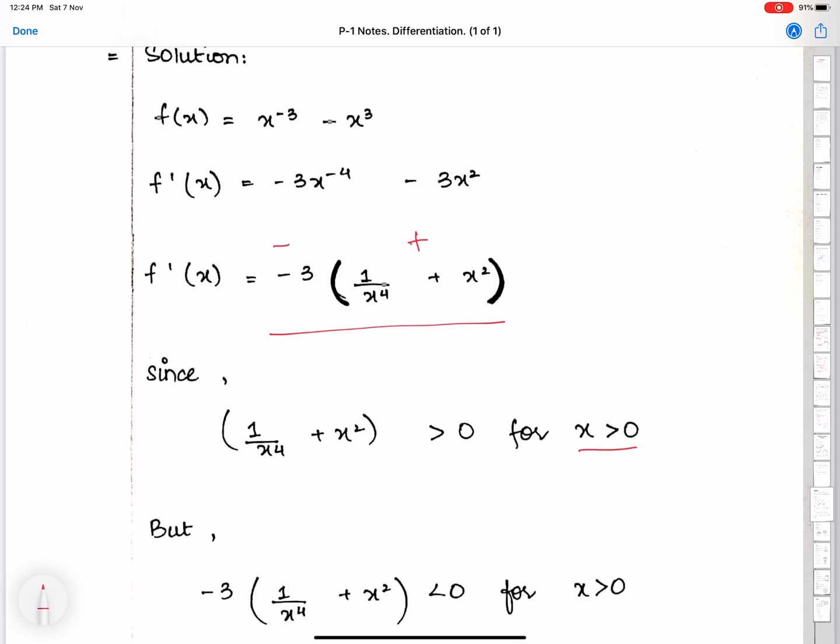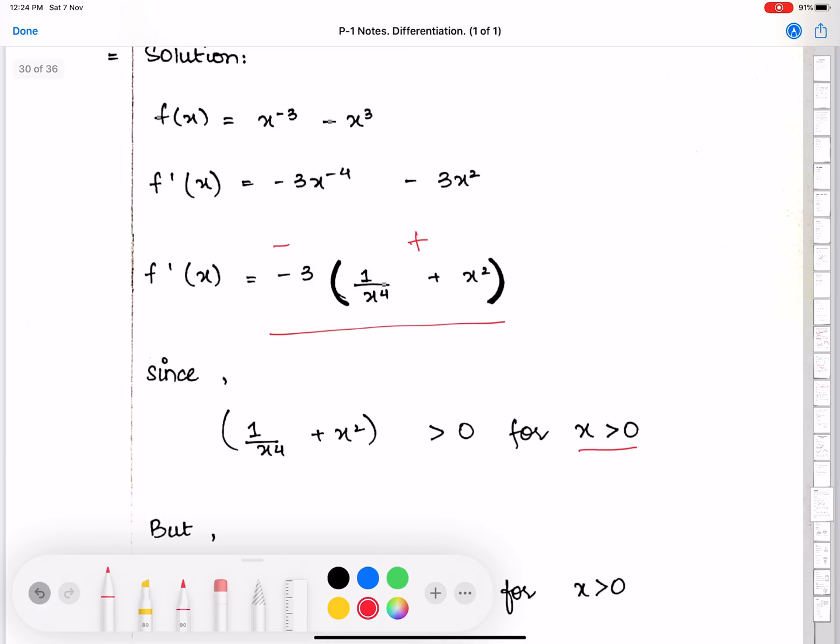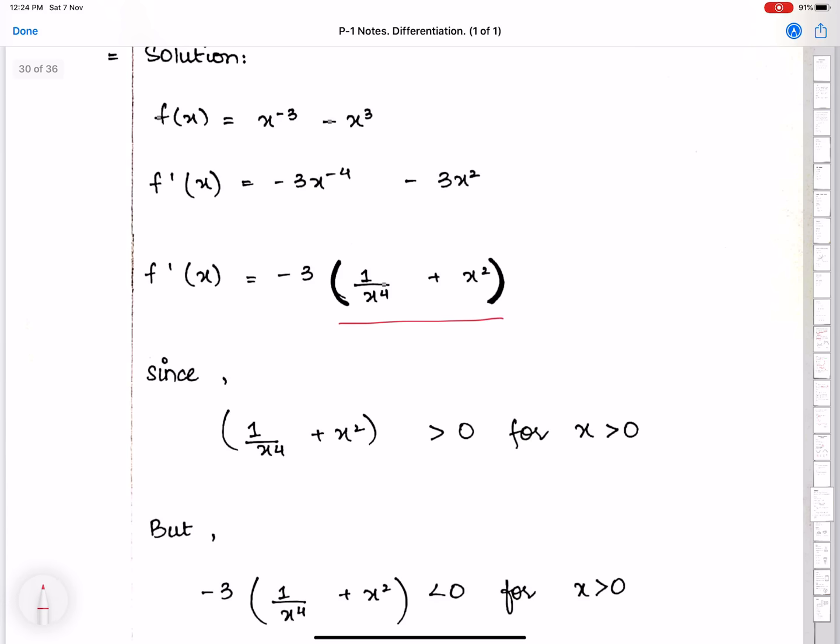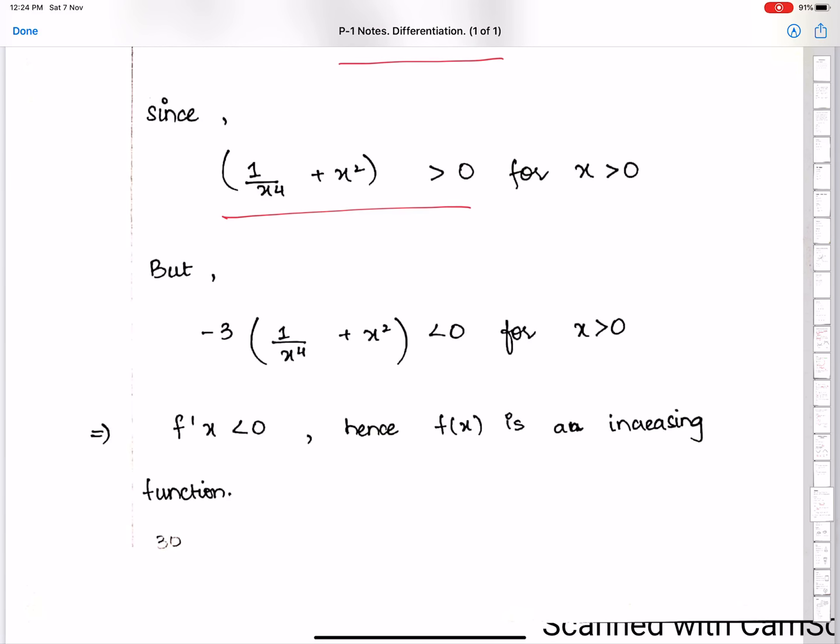So when x is greater than 0, this bracket is always positive. And because of this negative sign, this bracket will become negative. This is very important. Hence, f prime x is less than 0. Therefore, f of x is a decreasing function. When the gradient is negative, then the function is decreasing.